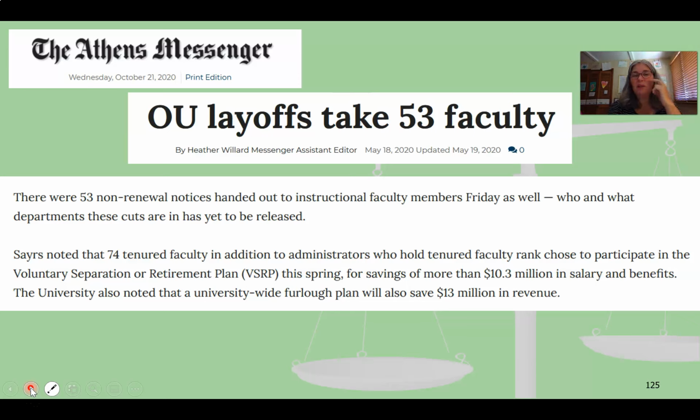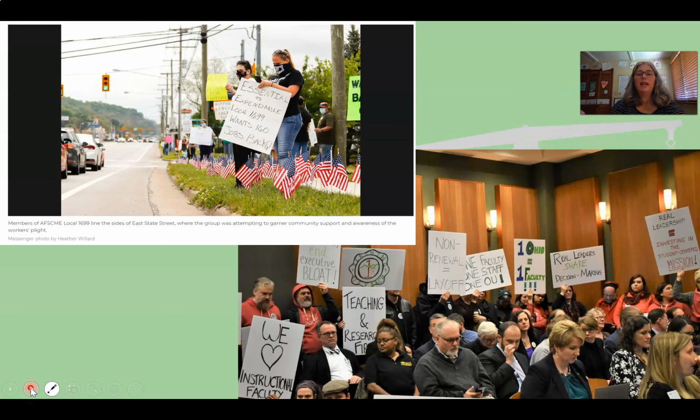But the tenured faculty, what they did was they offered incentives for them to engage in an early retirement plan to save money. And as you may or may not know, that did result in a great deal of controversy and strife in both the OU and the Athens community.